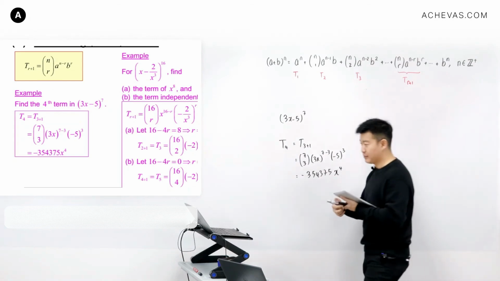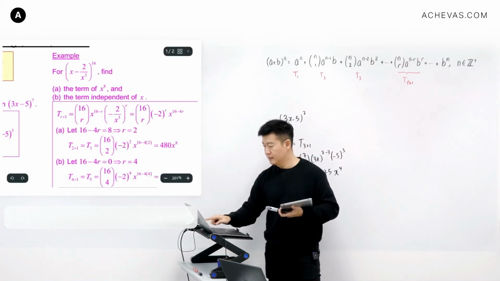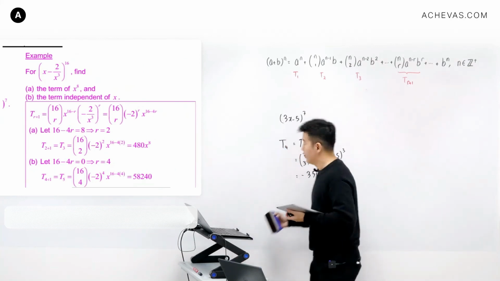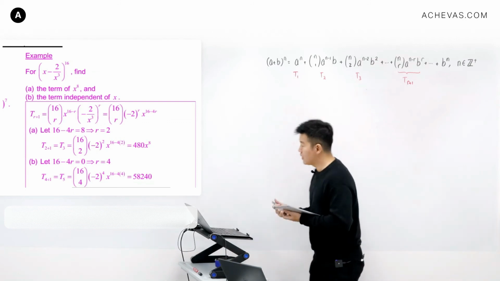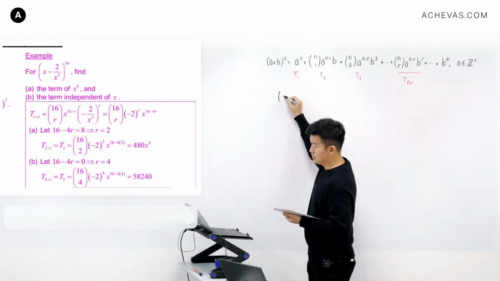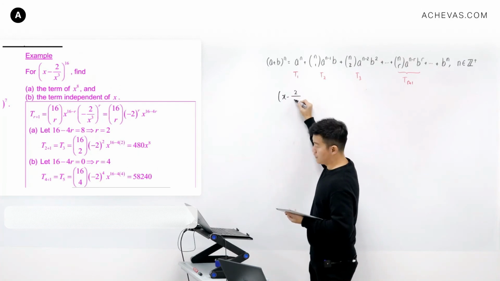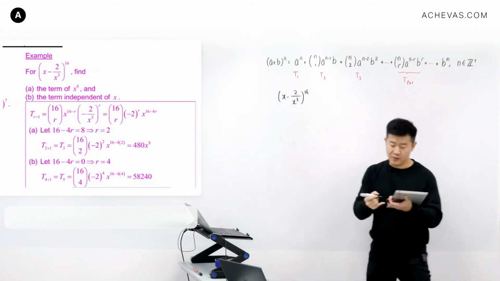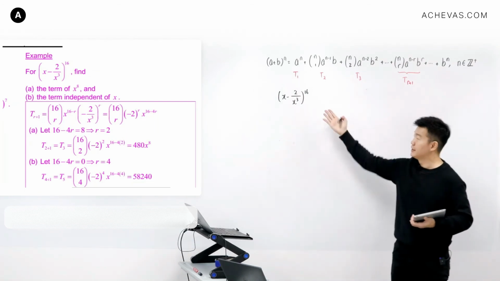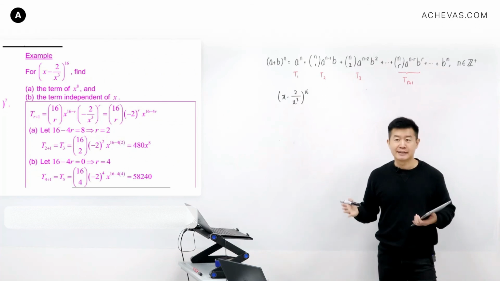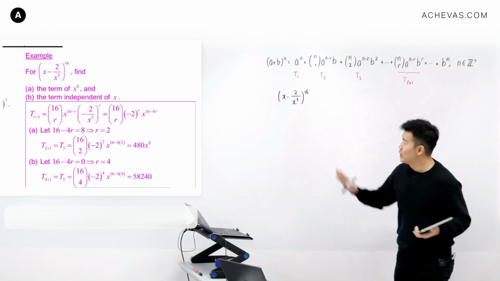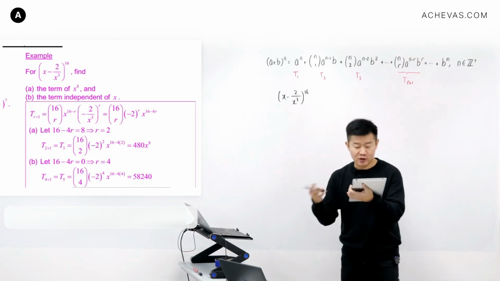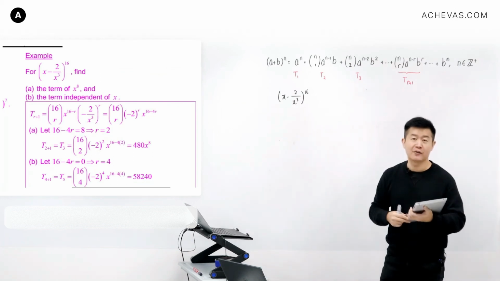Let me show you another example. Let's say we are now given x minus 2 over x to the power of 3, and we have to the power of 16. Just a very quick question: for this, how many terms are we going to be expecting? 16 plus 1, so we're going to be expecting 17 terms. We're not going to expand this, we're just going to be looking at some terms. For part A, it is going to be the term that is x to the power of 8.